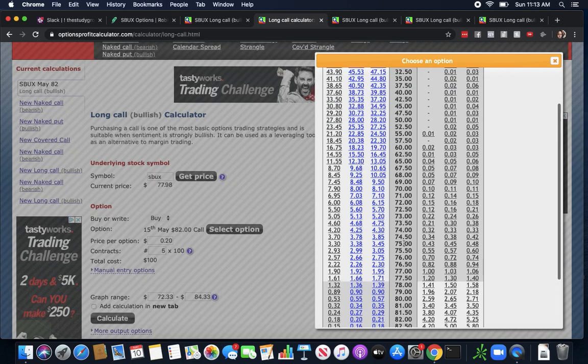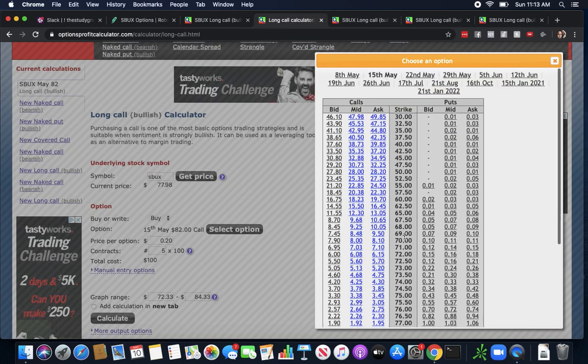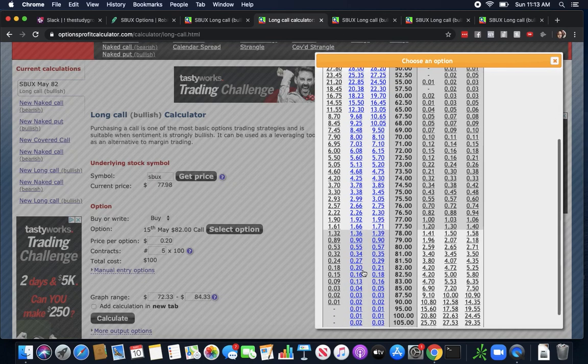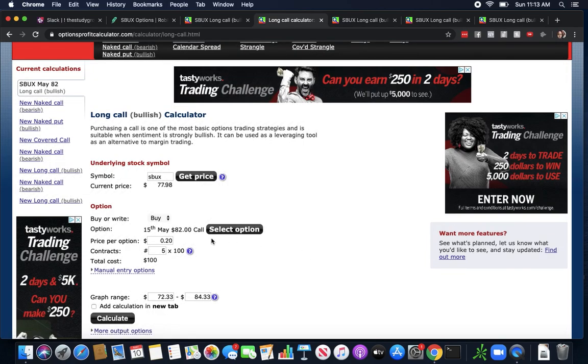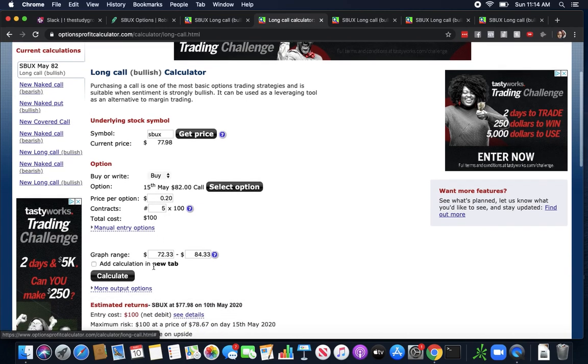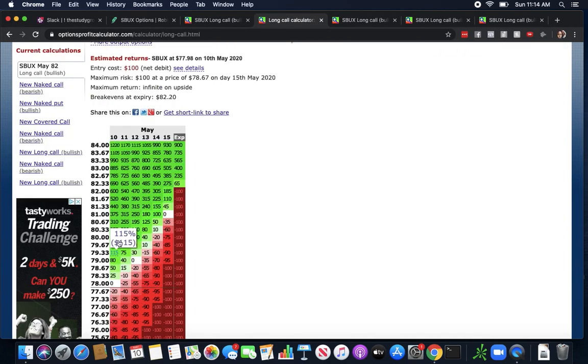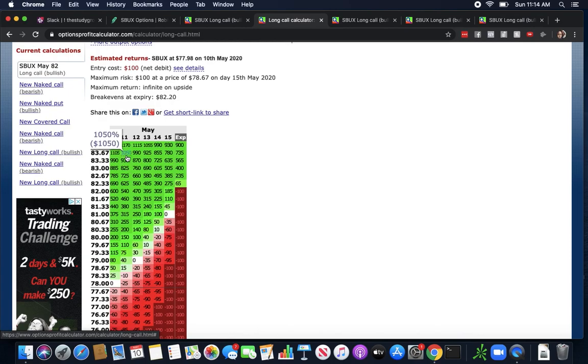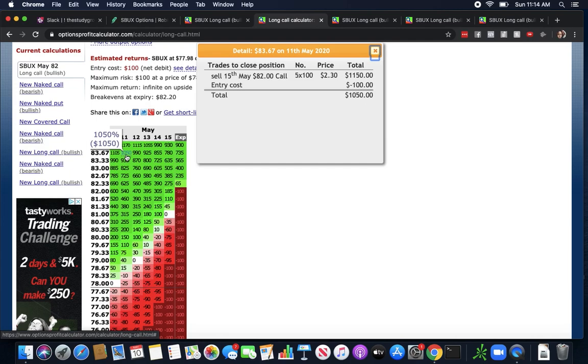So $82, calls over here, puts over here. So I'm going to pick the $82 call, which is 20 cents, just like it was in Robinhood. And I have $100, so I'm going to buy 5 of them. Then I hit calculate. And it shows me what my potential profit could be. So, for example, I'm going to pretend like I'm buying this tomorrow. If I buy this tomorrow and it just so happens on Monday that Starbucks stock shoots up to $83, I would make a nice little chunk of change.